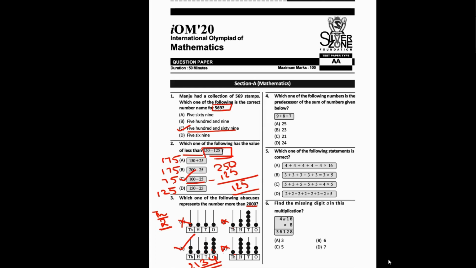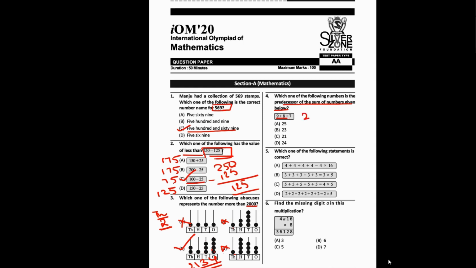Next, number 4. Which one of the following numbers is the predecessor of the sum of the numbers given below? Predecessor means the number which comes just before. So if you add them up, 9 plus 8 is 17. And 17 plus 7 is 24.